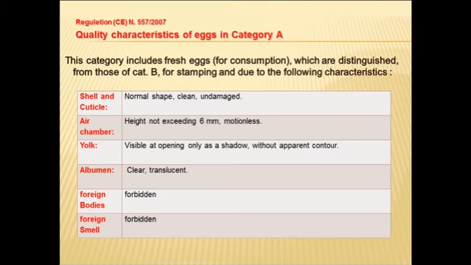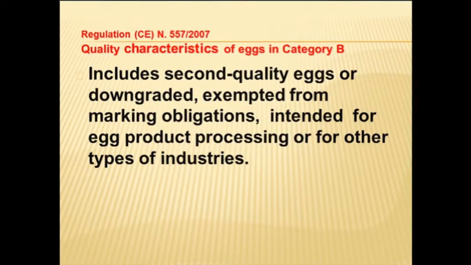Shell and cuticle: normal shape, clean, undamaged. Air chamber: not exceeding 6 mm, motionless. Yolk: visible at opening only as a shadow, without apparent contour. Albumen: clear, translucent. Foreign bodies: forbidden. Foreign smell: forbidden. The eggs of Category B include second quality or downgraded eggs, exempted from marking obligations, intended for product processing or other types of industries.